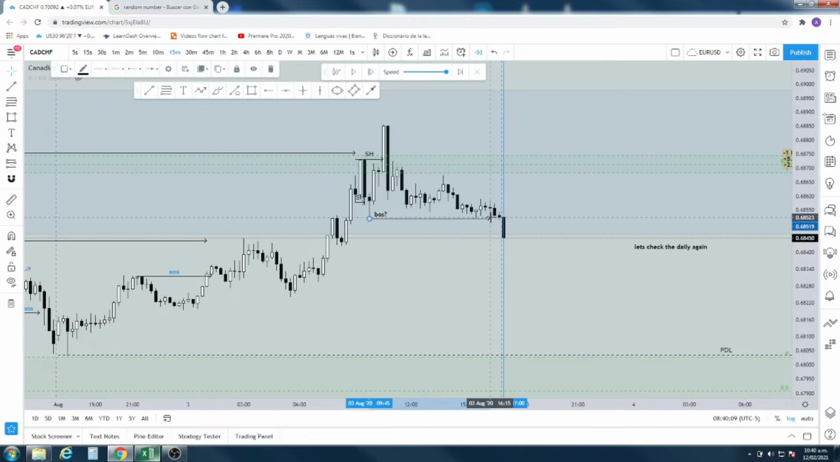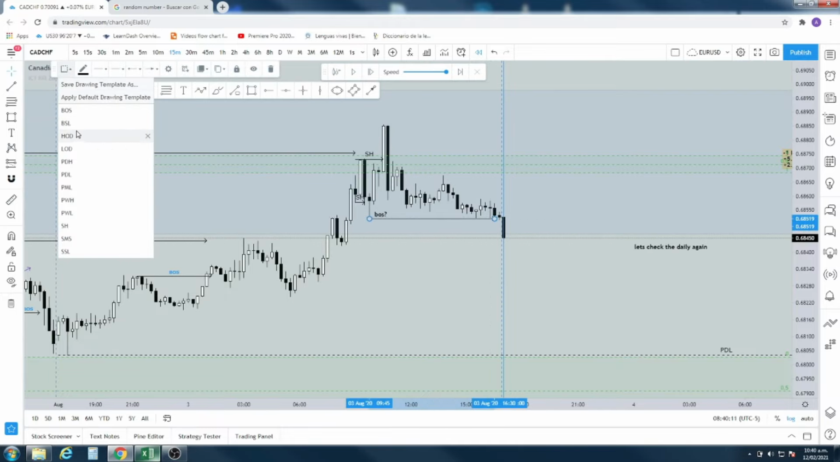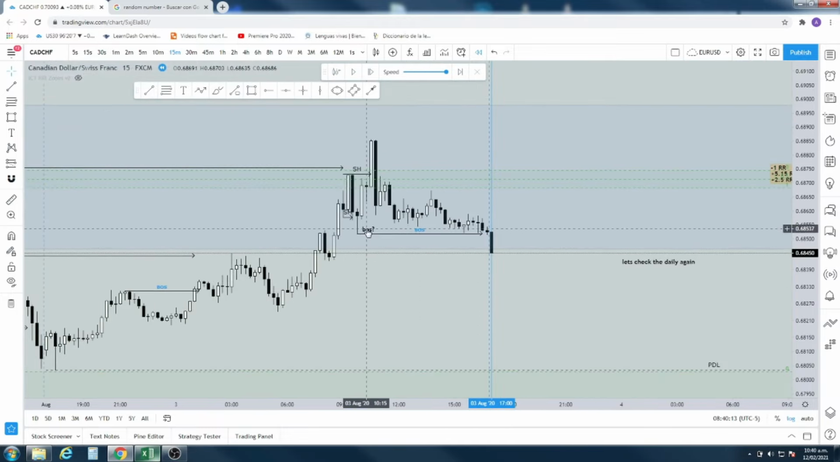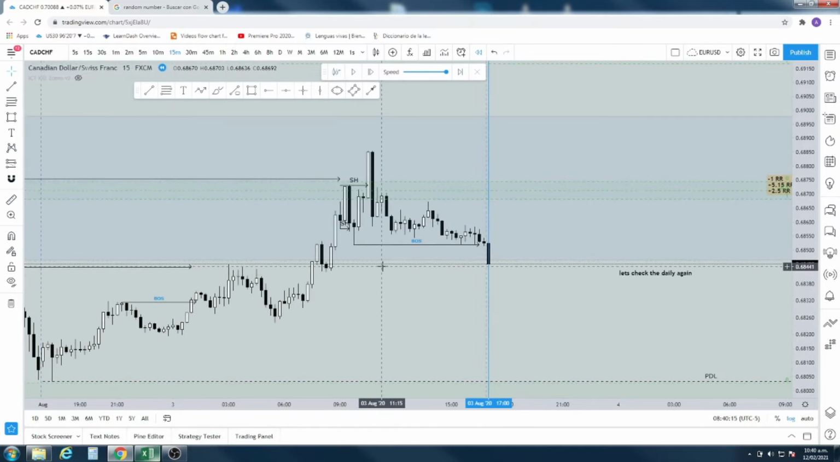We finally had the break of market structure that I was looking for, so let's try to take a short based on the last unmitigated levels.